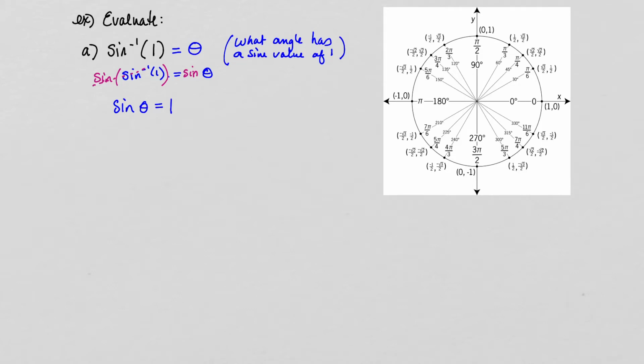But really the bigger thing is to recognize that when I have the inverse sine of 1, it's asking this question, what angle has a sine value of 1? And that's the same as rewriting it as the sine of theta equals 1. Does that help for the people who asked me that question?